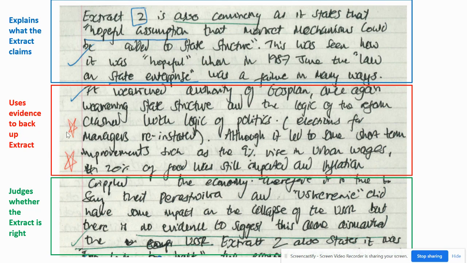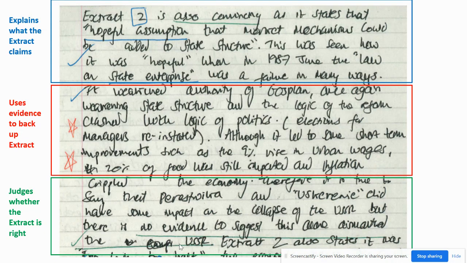The facts here are to back up what the extract is claiming at the start, and then at the end of this part, and the paragraph actually goes on after this, but the end of this part is weighing up whether the extract is right in this case. It is true to say, but there is no evidence to suggest that this causes the dismantling of the Soviet Union.